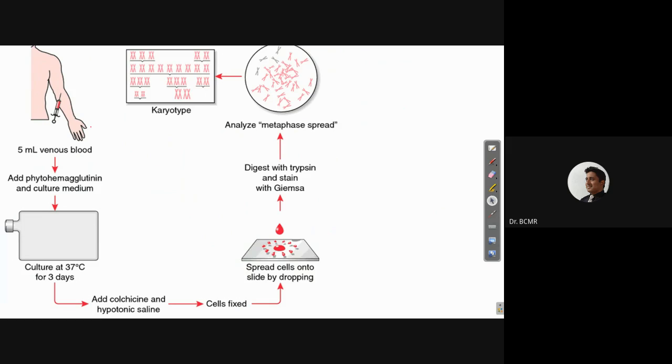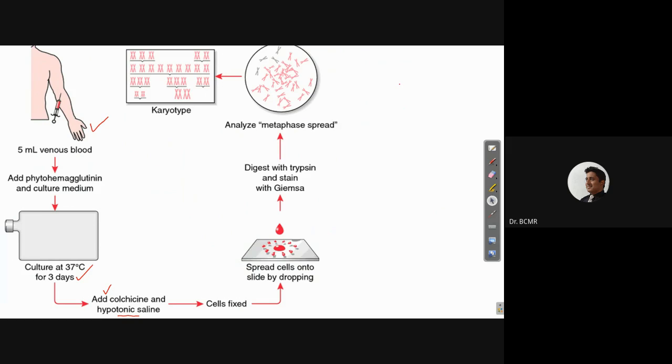Normally they take cells from the blood, add phytohemagglutinin and other things, and incubate at 37 degrees. They culture them for 3 days, and the cells that can divide proliferate, not the red blood cells but the other ones. Then they add colchicine to inhibit any further cell division, so those that have come into metaphase remain as such. And they put them in hypertonic solution.